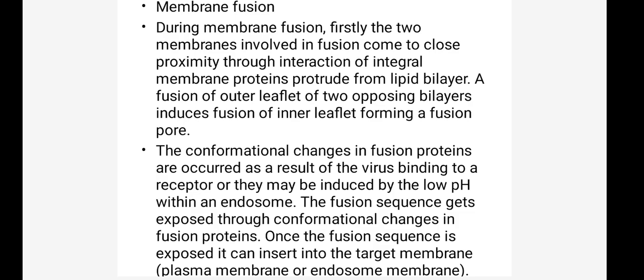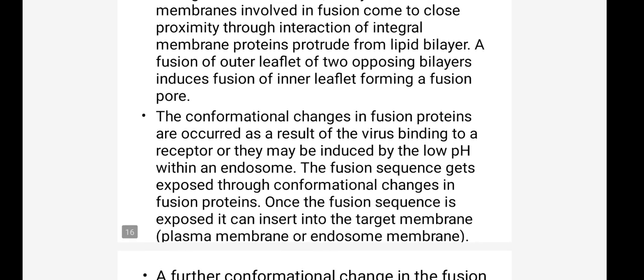The fusion of the outer leaflet of two opposing bilayers is responsible for inducing the fusion of the inner leaflet. Means again the inner proteins interact and there is the formation of a fusion pore. This formation of the fusion pore stimulates conformational changes within the fusion proteins, which occur as a result of viral binding to the receptor, or they may be induced by the low pH of the endosome when the viral membrane fuses with the endosomal membrane.